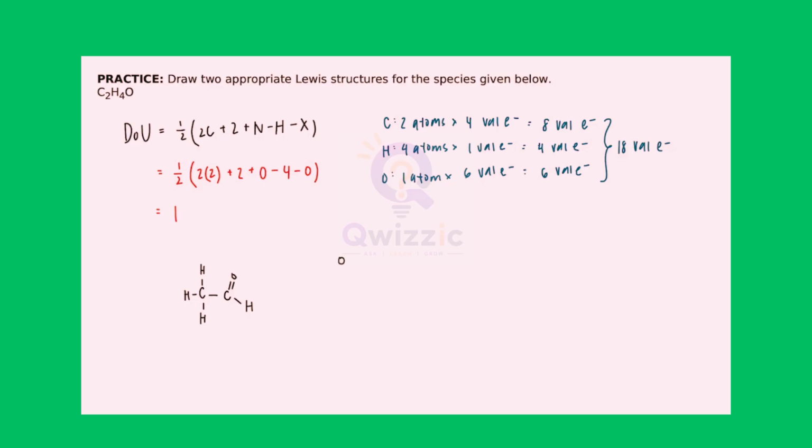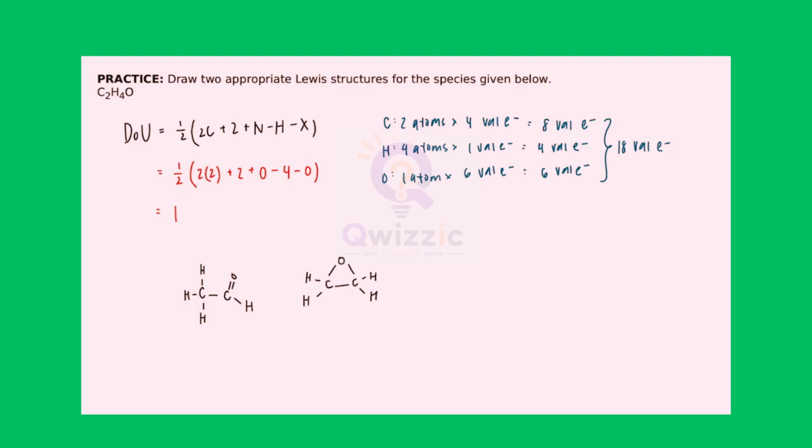So we'd have a 3-membered ring, 1 being oxygen and 2 being the carbons. So oxygen does like to have 2 bonds and carbon likes to have 4 bonds. So we can go ahead and fill up those other bonds with just protons or the hydrogens.